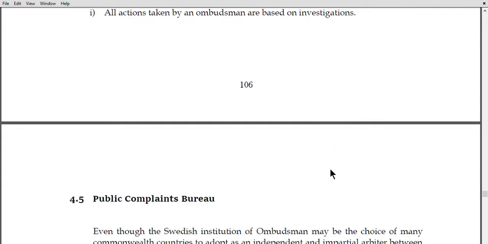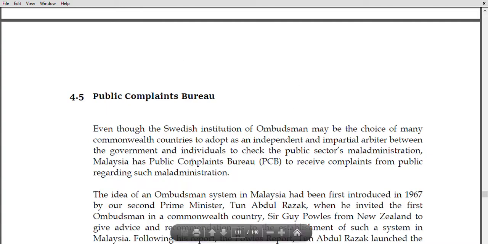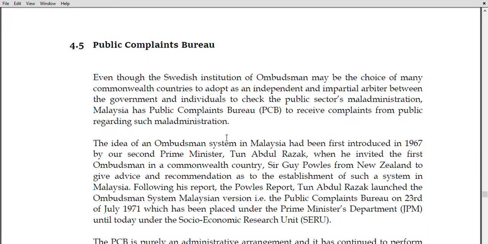Okay, next we continue with the ombudsman in Malaysia, known as the Public Complaints Bureau.